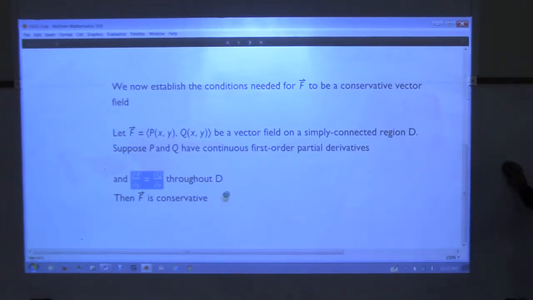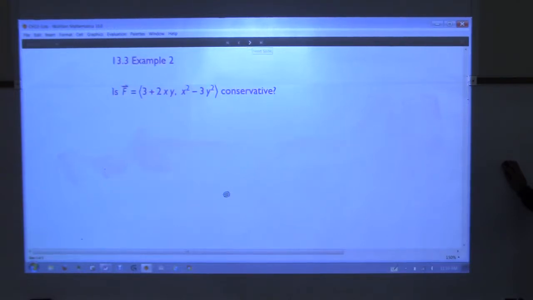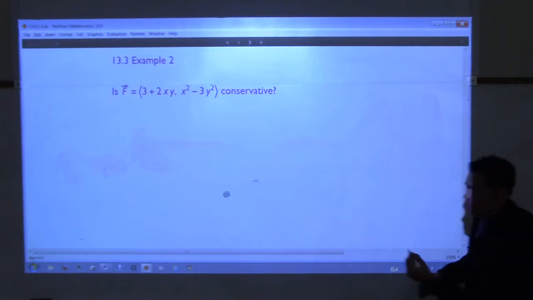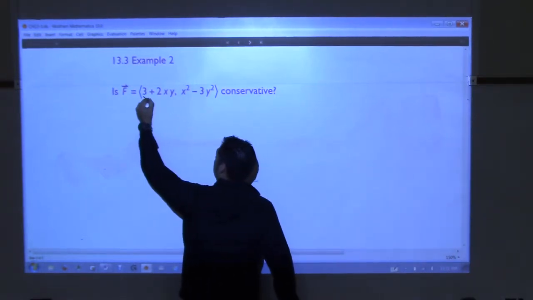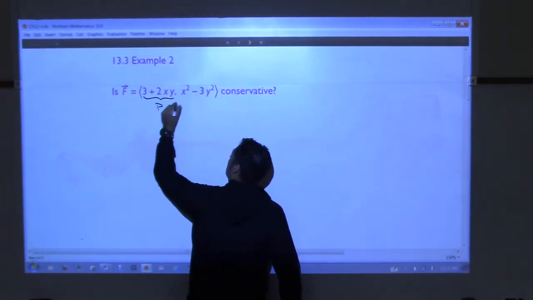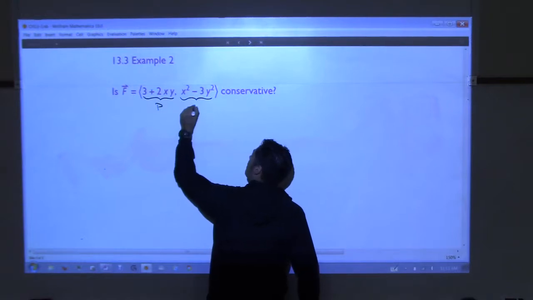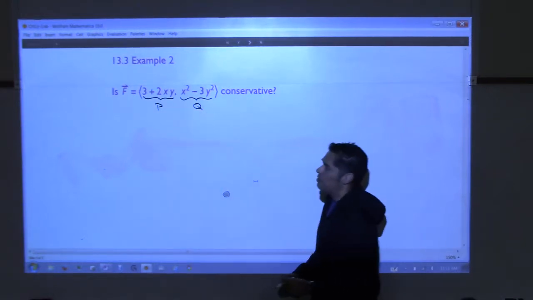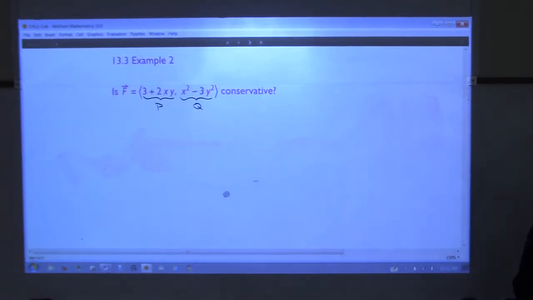Now, I'm not here to prove the theorem, just provide it for us, all right? So let's just check to see if this is a conservative vector field or not. This right here is our p, our scalar function p, and here's our scalar function q. So p is a function of x and y, q is a function of x and y, right? They both are functions of x and y.